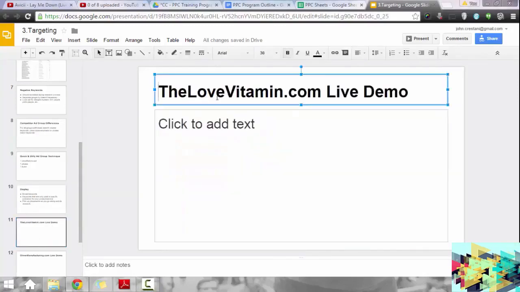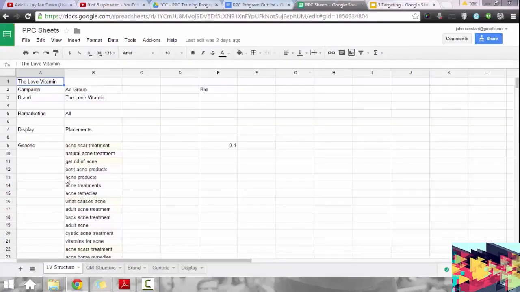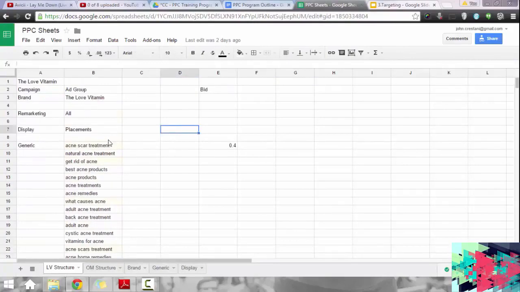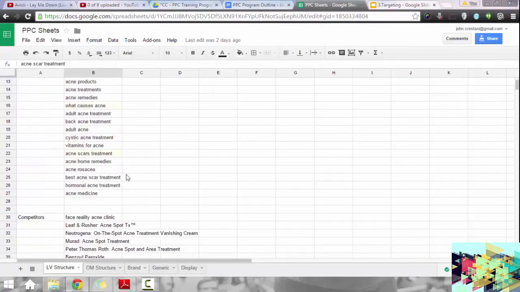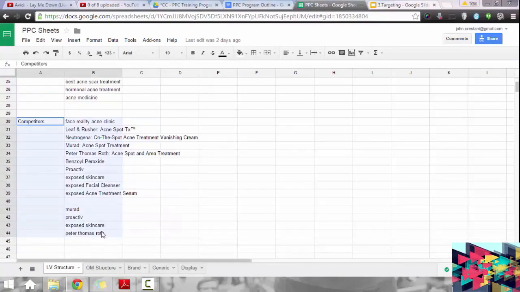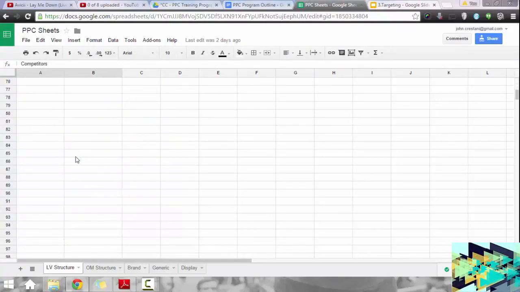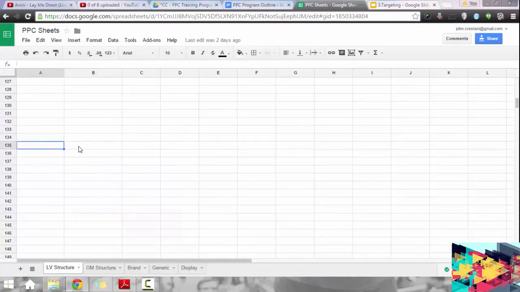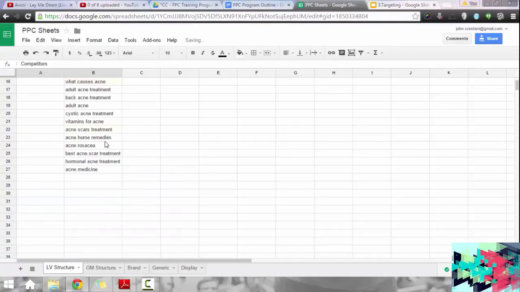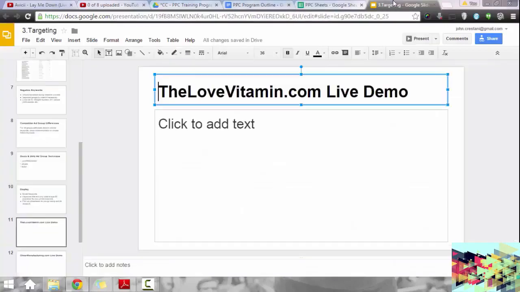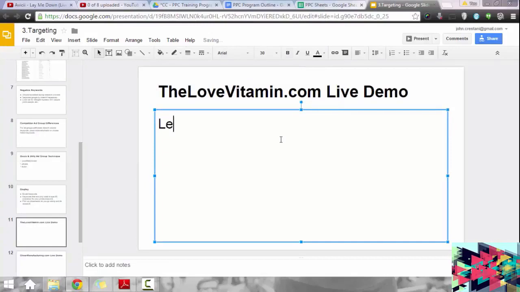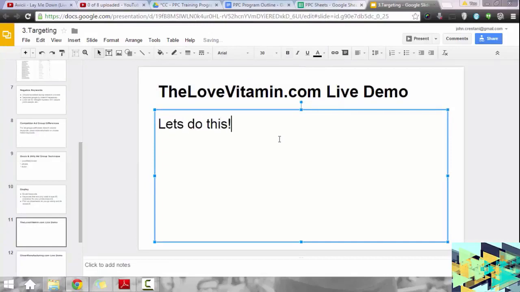I'm going to do a live demonstration of building out campaigns for the Love Vitamin first. So we have some of our ad groups here. Let's take this down, I'm just clearing up some space in my sheet. Without further ado, let's do this.